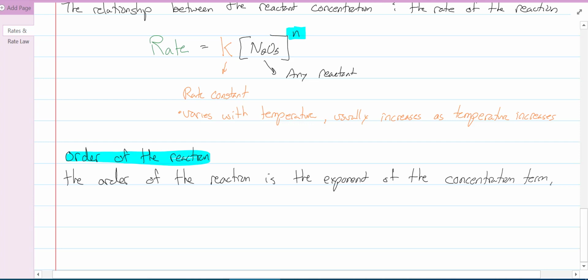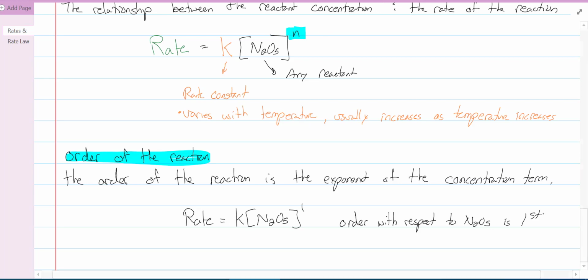Okay, so if I rewrite that rate law, rate equals rate constant k times [N2O5] to the first. There's one there, or nothing. Then we say the order with respect to N2O5 is first order. It's 1.